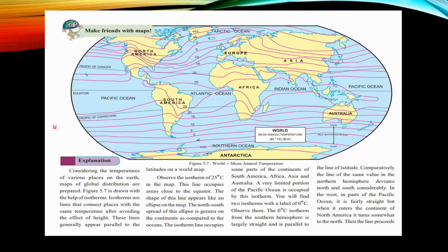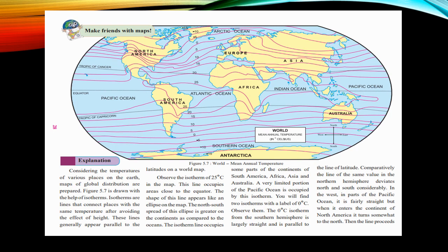A limited portion of the Pacific Ocean is occupied by the isotherm. We'll find two isotherms with a label of 0 degree. Observe them. Now 0 degree वाले देखिए, where you can see 0 degree. Yes. The 0 degree isotherm from the southern hemisphere is largely straight and is parallel to the line of latitude. You can see it is largely straight and parallel to the line of latitude.